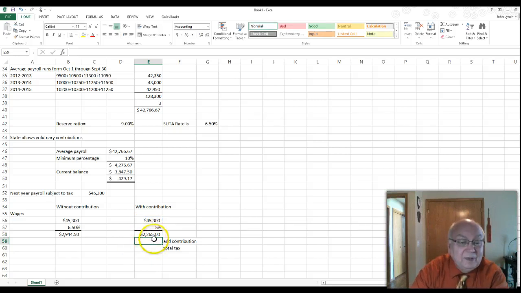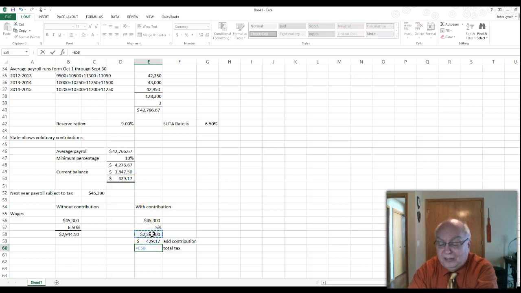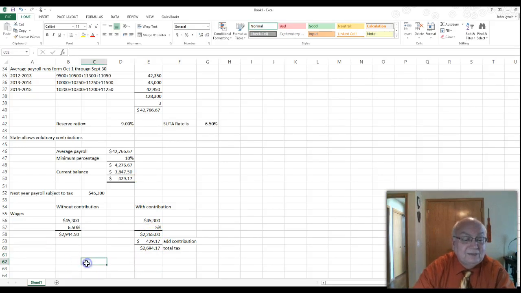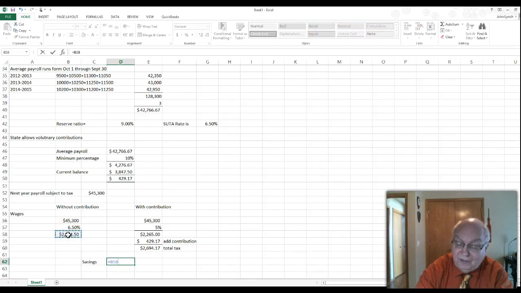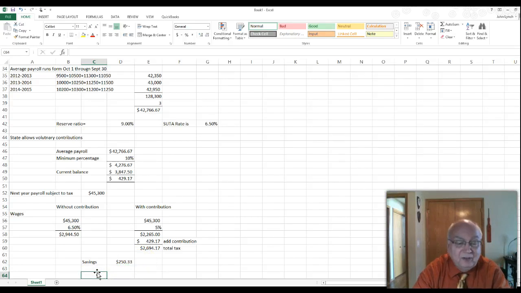But that's not our savings, because we also have to add in our contribution. So the total tax that we paid in would be these two added together. Okay, what you can see is still lower. So our savings, if we did the volunteer contribution, would be the 2944.50 minus the 2694.17, or we'd save $250.33 for the year.